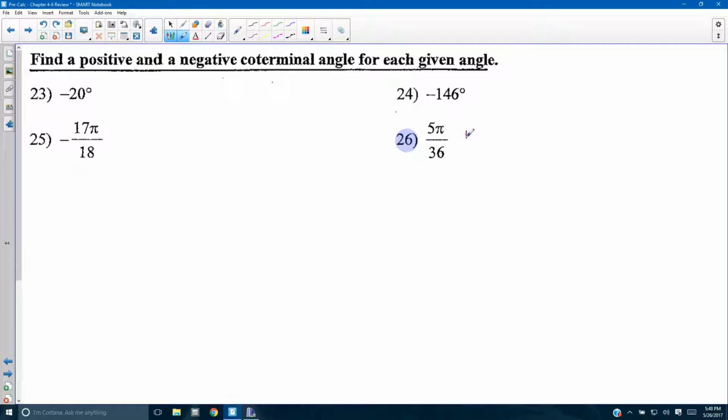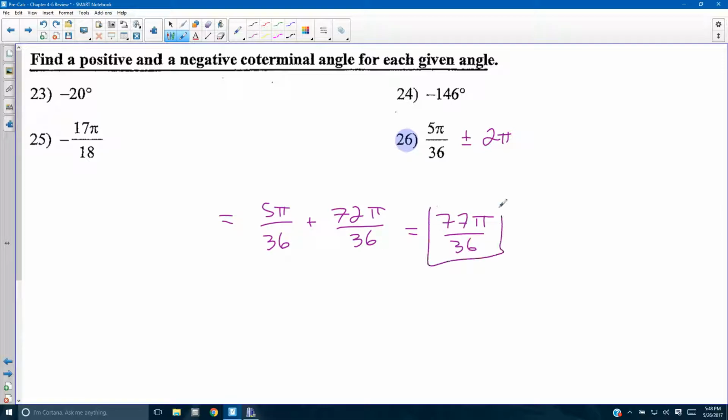We're going to add and subtract 2 pi here from these numbers. Now 2 pi in terms of this here, that's 72 pi divided by 36. So 5 pi over 36 plus 72 pi over 36 is going to give me 77 pi over 36. Also cannot reduce for the same reason as I mentioned from the previous problem. One of them could, this one can't, so this can't.